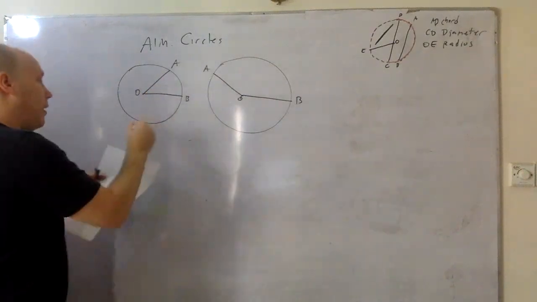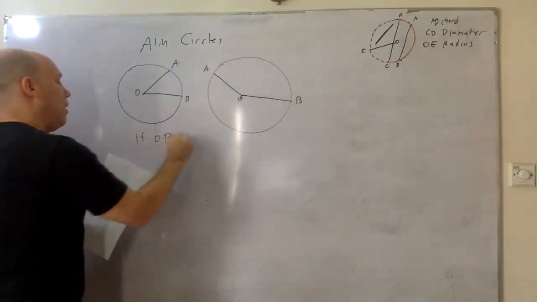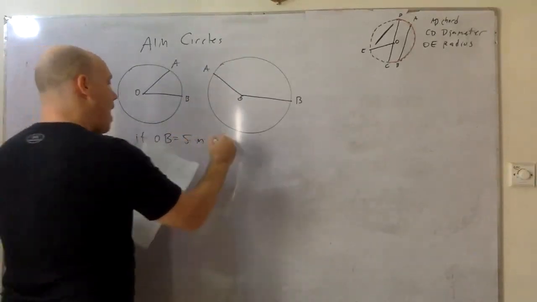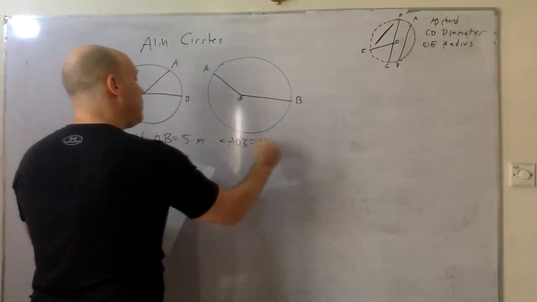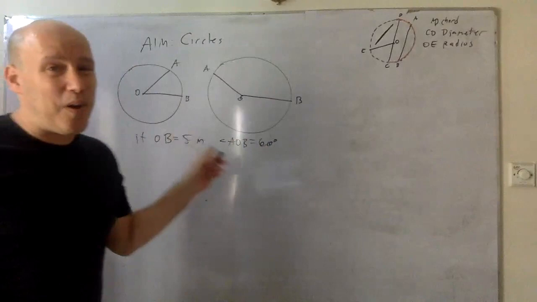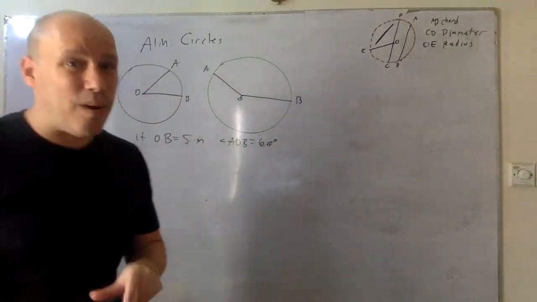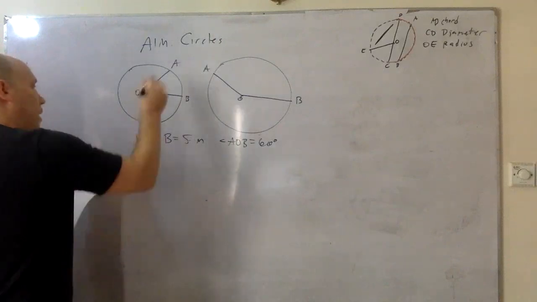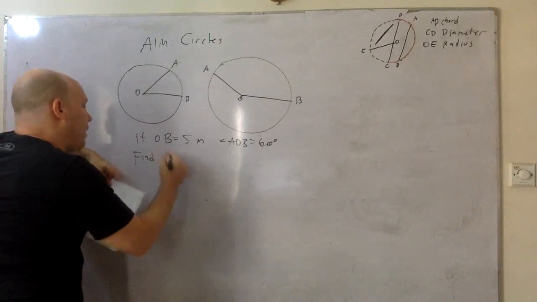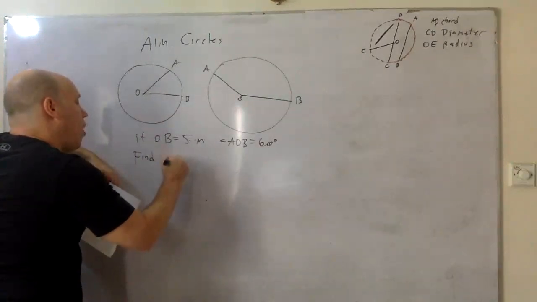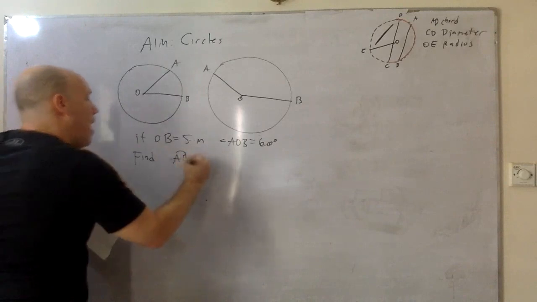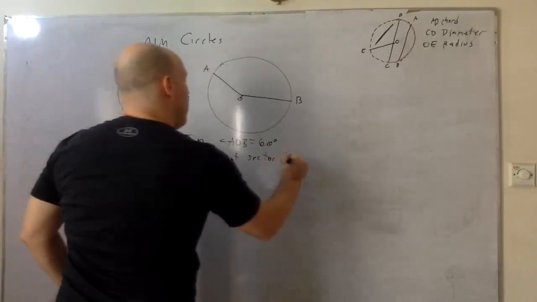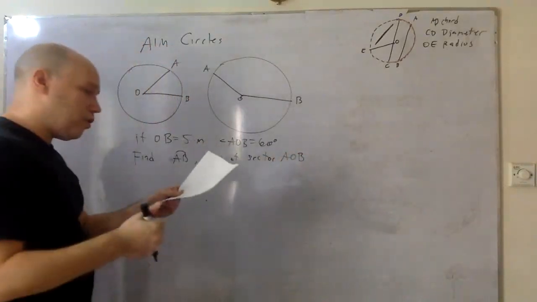So let's see. If OB equals 5 meters, and angle AOB equals 60 degrees. Remember, we're in 9th grade still, so we haven't learned about radians yet. We're going to get there. So find the measure of arc AB and the area of sector AOB. And it's very straightforward.